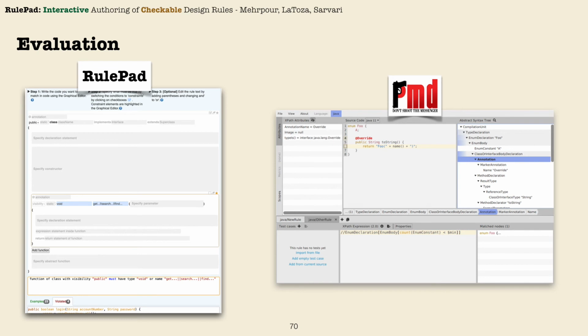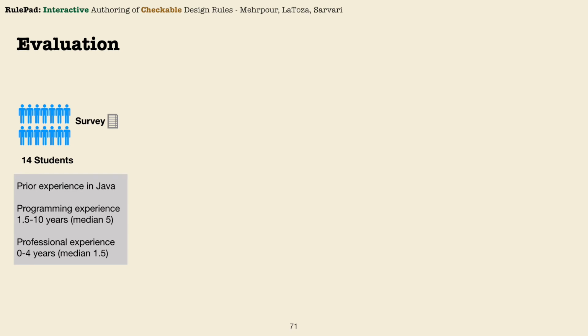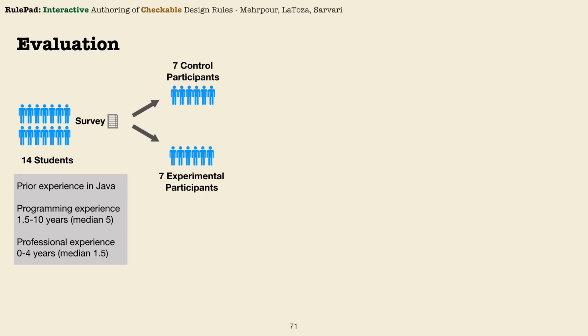We evaluated RulePad in a between subjects user study comparing it with PMD. We recruited 14 students who were senior undergraduate or graduate students in our institution. In a survey, they all reported having prior experience in Java, having 1.5 to 10 years of programming experience, and 0 to 4 years of professional experience.